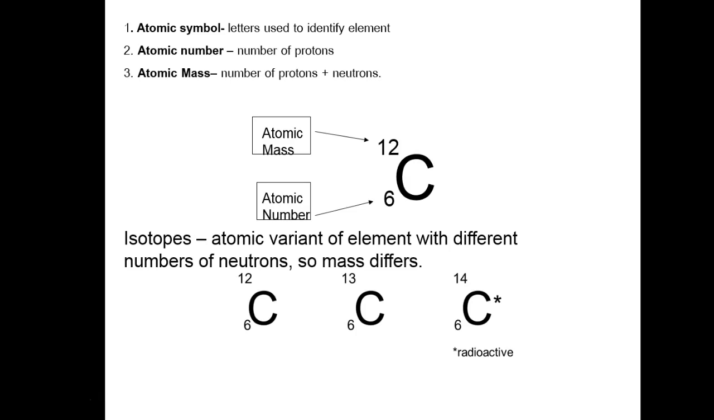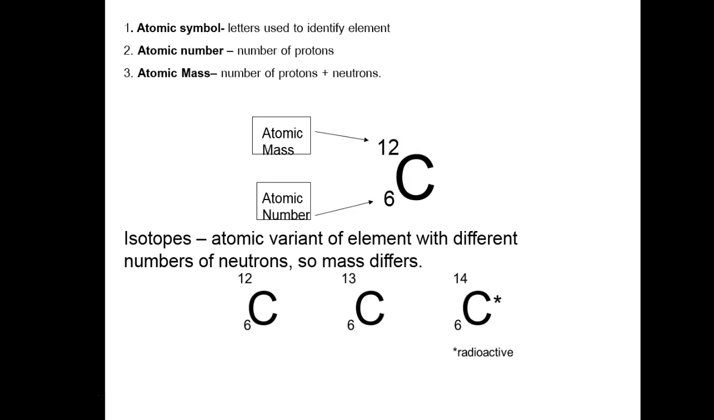Atomic symbol, you can see this atomic symbol for carbon. A capital C is the atomic symbol, the letter used to identify an element. This was just created. This is a man-made system. With regard to atomic number, that's the number of protons, and you see that written in the lower subscript 6.